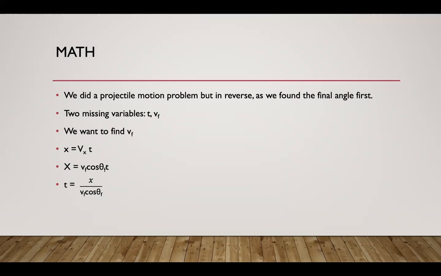So the math behind it: we did a projectile motion problem, but in reverse, to find the final angle first, which is much easier, as you could see from the math we did earlier to get the 31.4. The two missing variables are time and the final velocity, and we want to find the final velocity. So we use x equals Vx times t and manipulate the equation so that we find t.